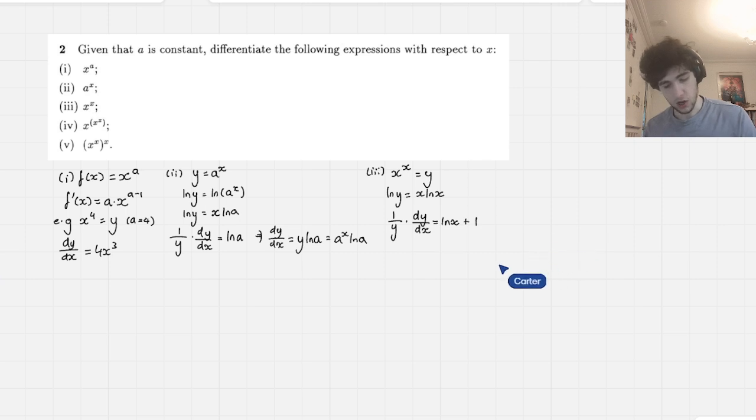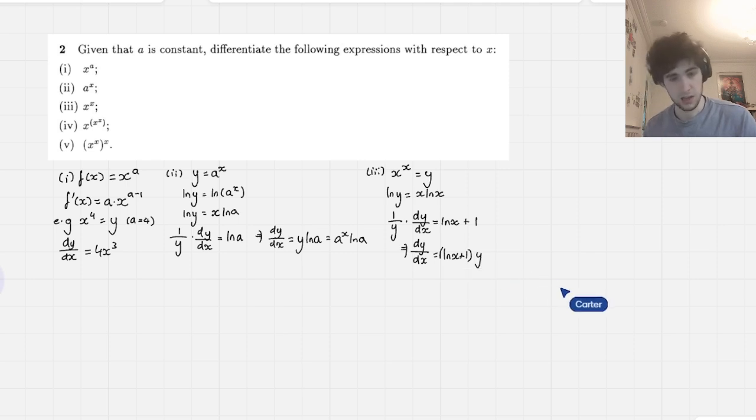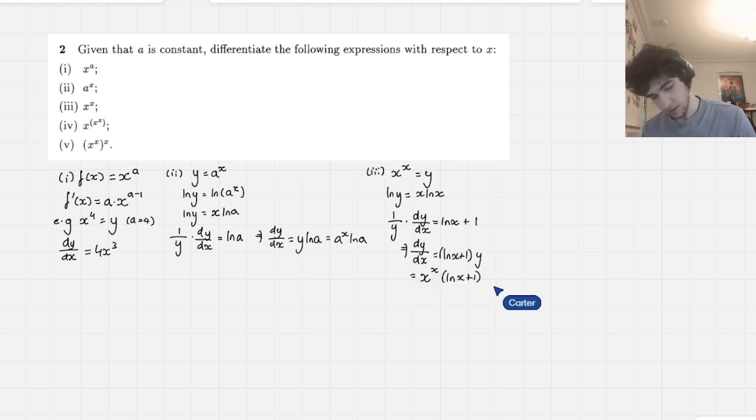So you're going to get 1 over y dy/dx equals ln x plus 1. So therefore, dy/dx is equal to (ln x plus 1) in brackets multiplied by y. And we know that y is x to the x, so that's just equal to x to the x multiplied by (ln of x plus 1). Okay, very nice. So moving forward, I guess.